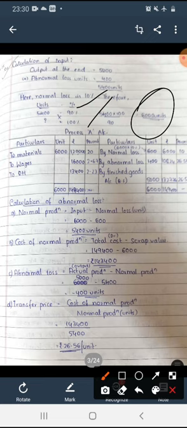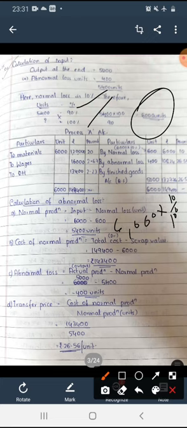Just before that, we find all the things. Calculation of abnormal loss. Okay, normal production, abnormal loss, here we are calculating the abnormal loss. Input is how much? 6000. Normal loss is how much? 600. So normal production is how much? First one, normal production, how much? 5400 units, right? Input is 6000, normal loss is 600, calculated, right? 6000 into 10% means 600. 6000 into 10 divided by 100 means 600.